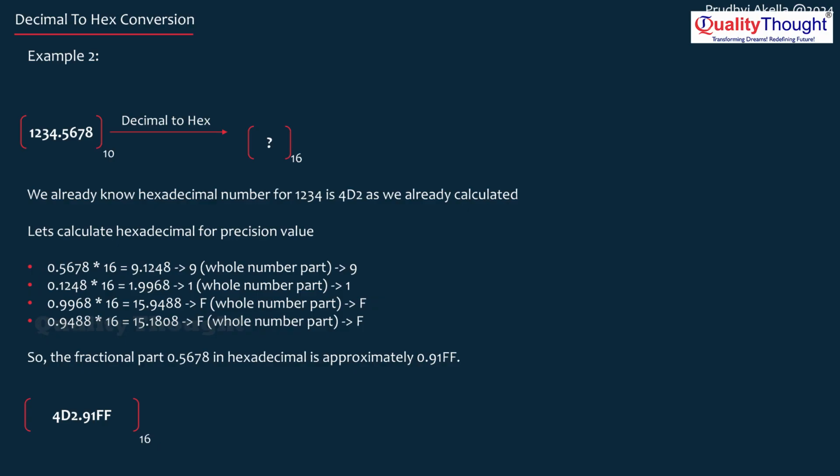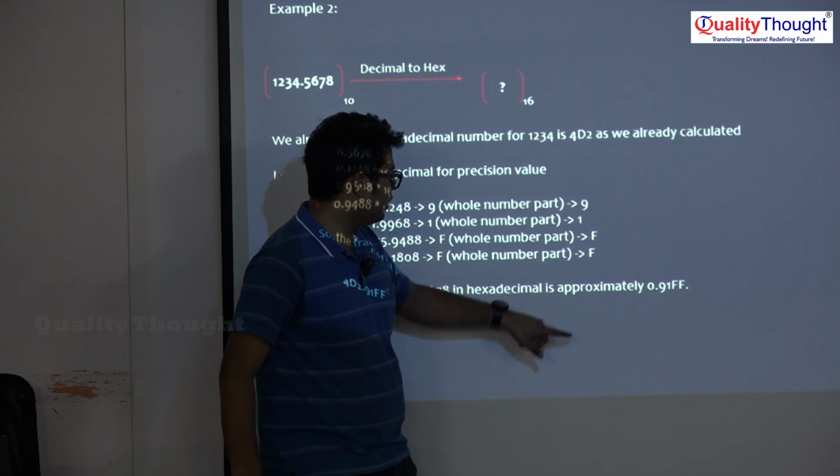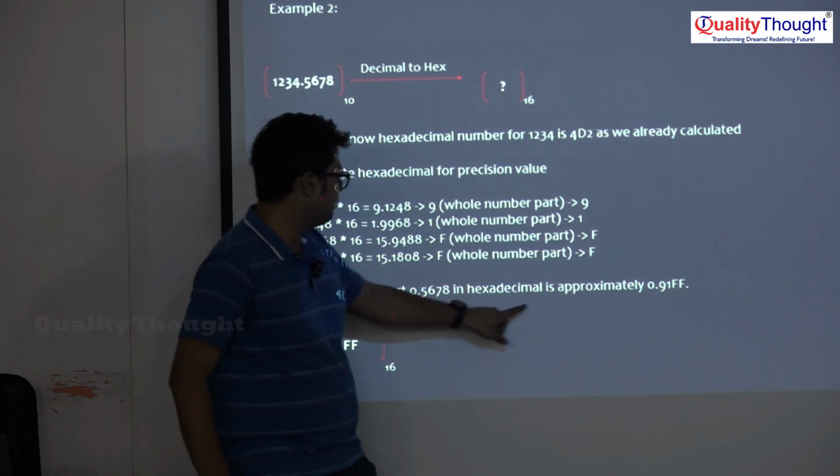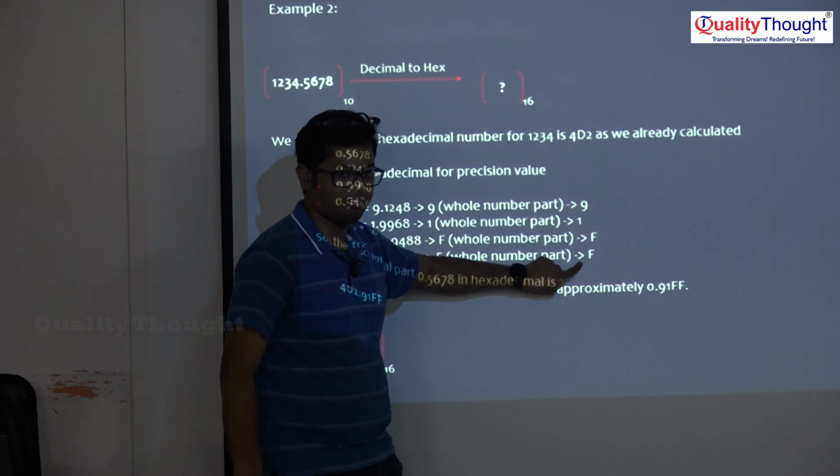So now 15.8, and take the whole number part. Leave the fraction part. How many digits do we have? It's going to be approximately 91FF.